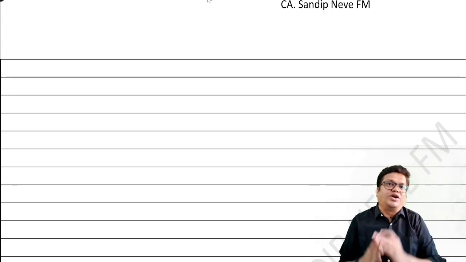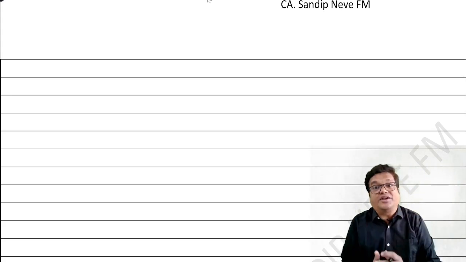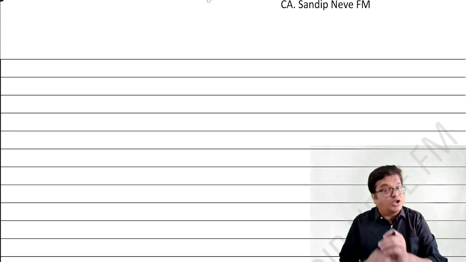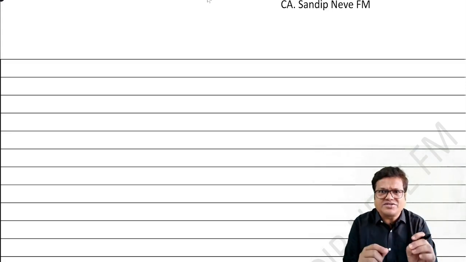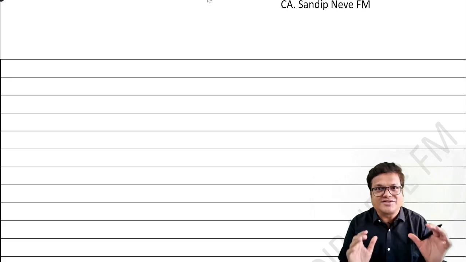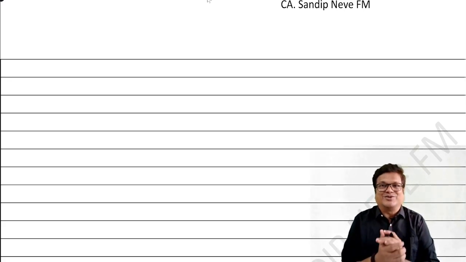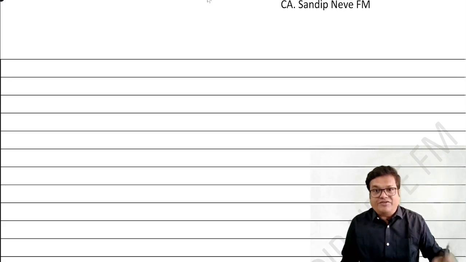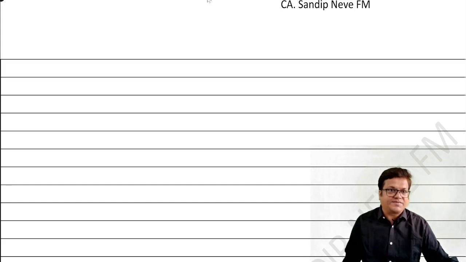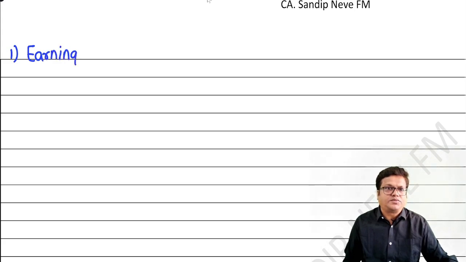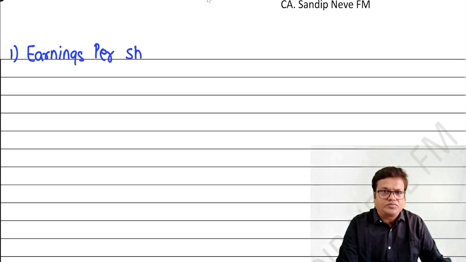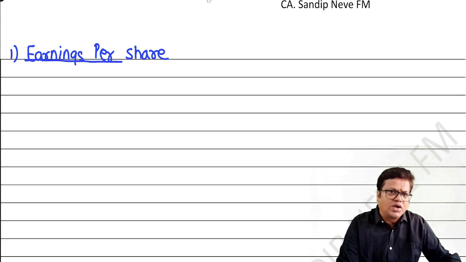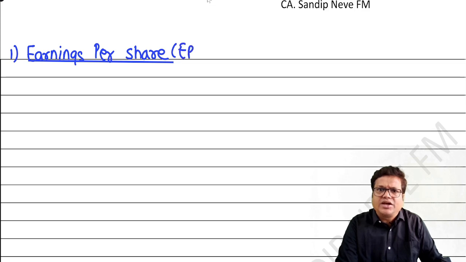Today I am planning to introduce you to a few more important ratios which are very much crucial, no doubt, for your studies, but along with your studies they are very much crucial for any person willing to do fundamental analysis of the share market. Okay friends, so let's start with the ratios. The very first ratio that we'll discuss is earnings per share. Earnings per share, also known as EPS.